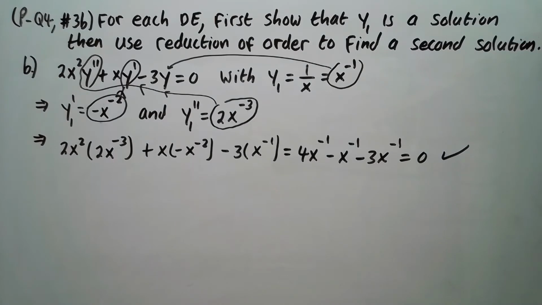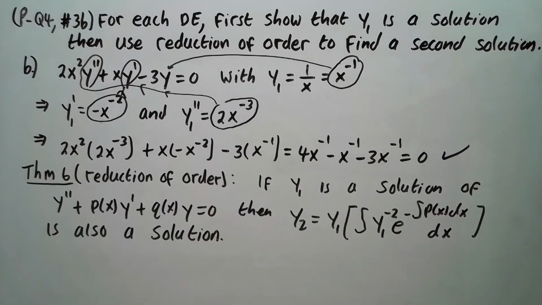Now let's use reduction of order to find a second solution. So let me write the reduction of order formula here. Okay, so here's the reduction of order, or theorem 6. It says if y1 is a solution of this differential equation, then y2 equal to y1 times the integral of y1 to the minus 2 times e to the minus integral of p of x dx, this guy is also a solution.